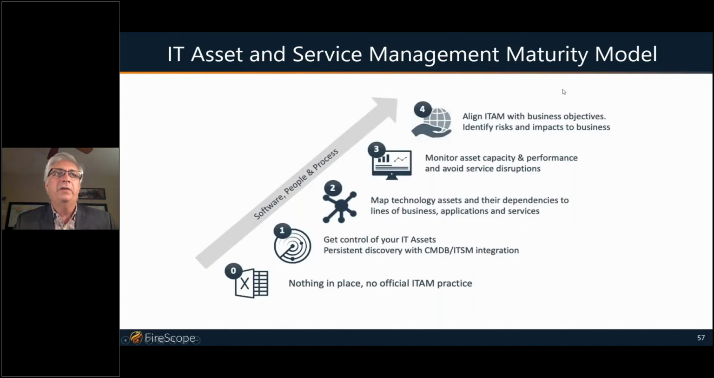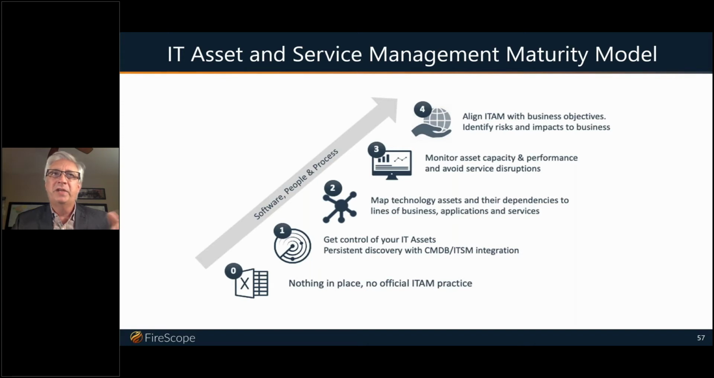All right, so at Firescope, what we do is we use this IT asset and service management maturity model to gauge where our prospects and customers are at, and help them build a program to get them to the highest maturity level here. Your ability to respond to today's new IT service management landscape really depends on your organization's service management maturity level. Each of these levels has to be achieved in sequence to get to full maturity. In other words, you can't get to the next level without achieving the previous level.